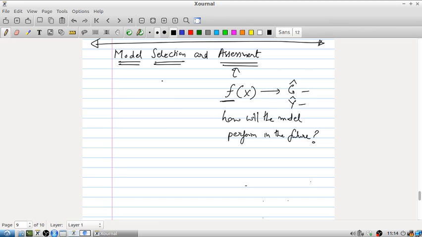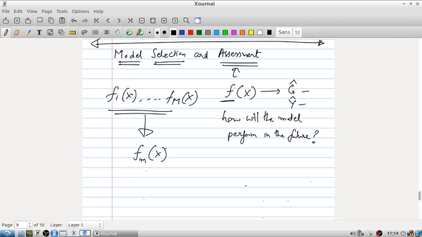And model selection is a related task where I have multiple models, f1 of x to fM of x, and I want to prune out all these other models and pick f little m of x as my model of choice. That's model selection. It's quite straightforward.